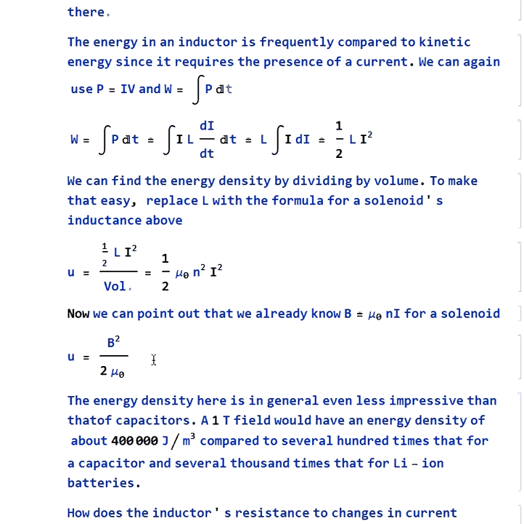The energy storage capability here is even smaller than for capacitors. For a 1 Tesla field, which is pretty significant, over a cubic meter, which is a very large region to establish that field in, the energy density would only be about 400,000 joules per cubic meter. It would be hundreds of times that for a capacitor and thousands of times that for lithium-ion batteries.